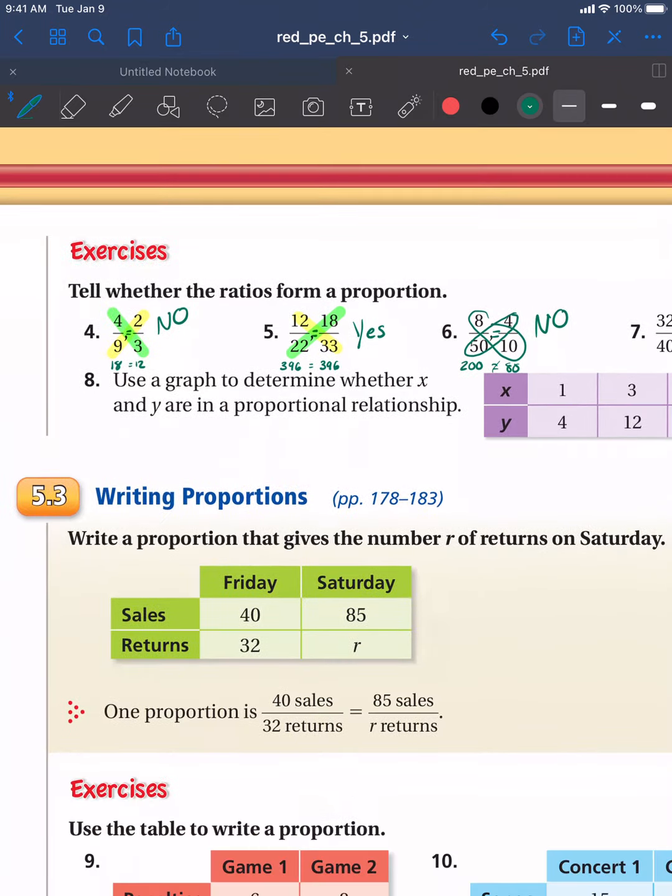How do you guys feel about cross multiplication for telling me if they're proportions or not? Easy, fun, simple? Okay. If there's a question on the test and the directions say to tell whether it forms a proportion or not, I highly suggest just using cross multiplication. It's foolproof. You'll never make a mistake, unless you make a multiplication mistake, but I would use cross multiplication.